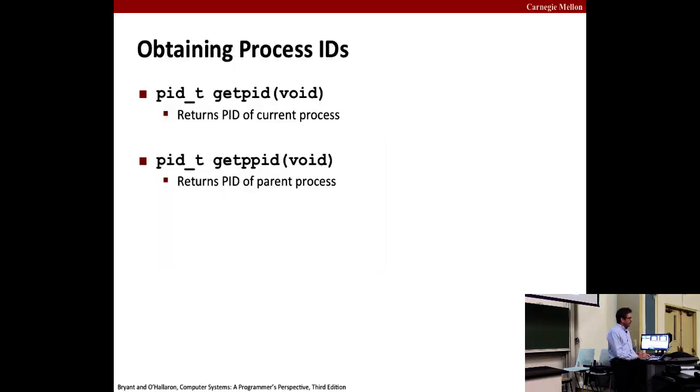Okay, the simplest process control functions are functions that allow you to get the PID for the current process, which is getpid, or the process ID of the parent process that created the current process. These take no arguments and they return an integer, which is a process ID.